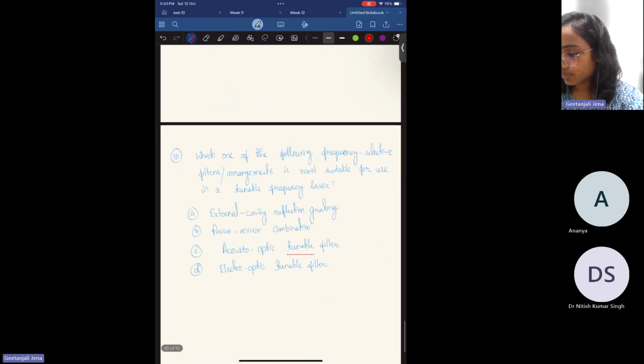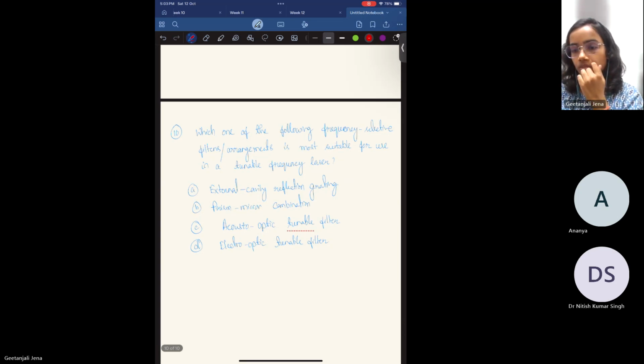So let us move to our next problem. Which one of the following frequency selective filter arrangements is most suitable for use in a tunable frequency laser? Option A, external cavity reflection grating. Option B, prism mirror combination. Option C, acousto-optic tunable filter. Option D, electro-optic tunable filter. Which one is most suitable for a tunable frequency laser? The external cavity reflection grating is more suitable for use in a tunable frequency laser. So the answer will be option A, external cavity reflection grating.